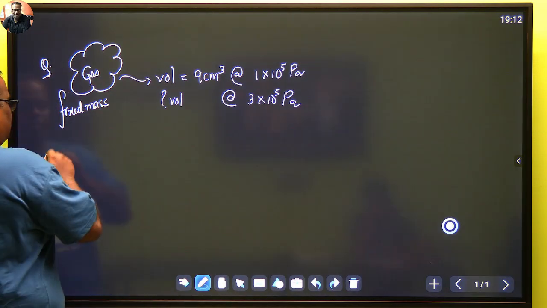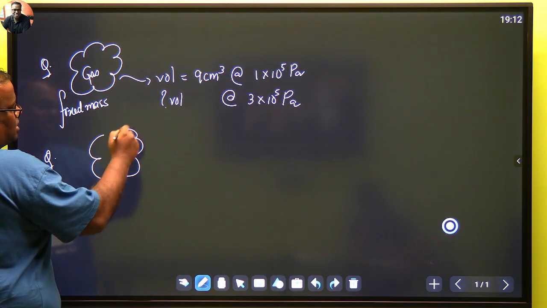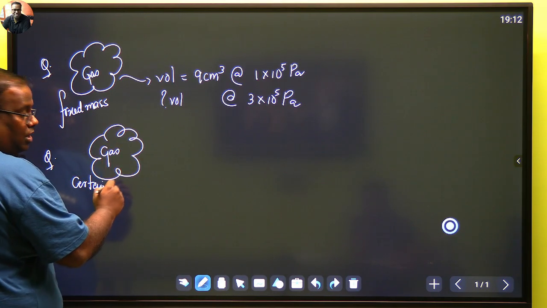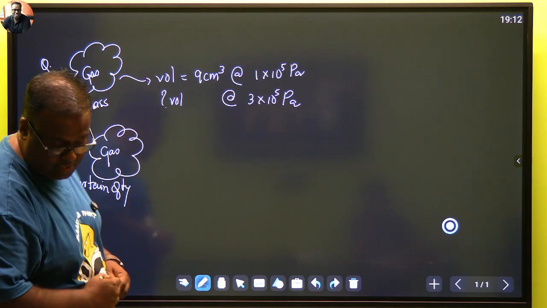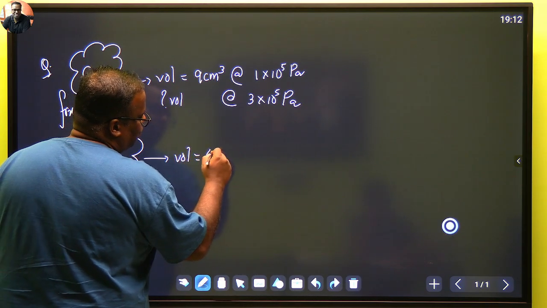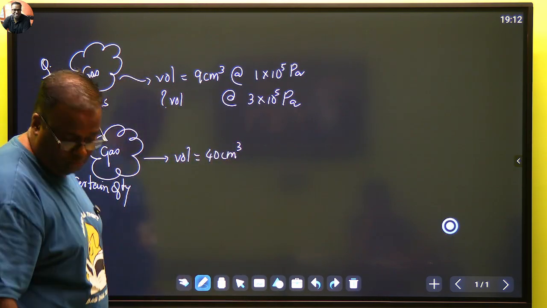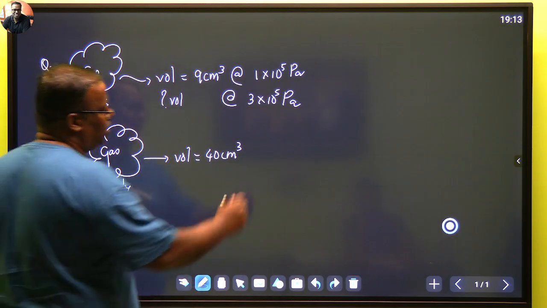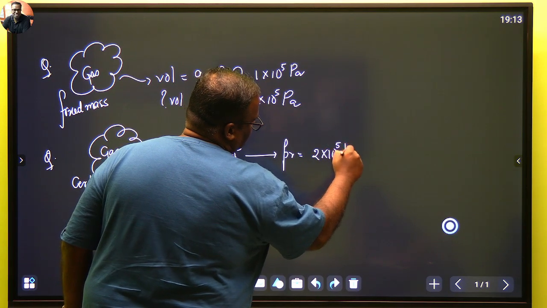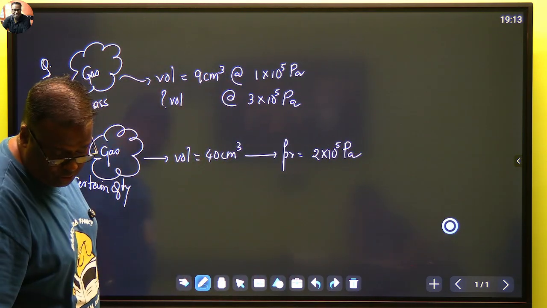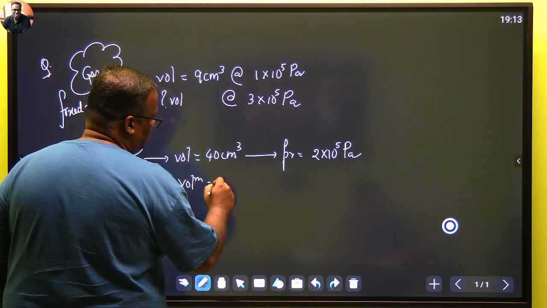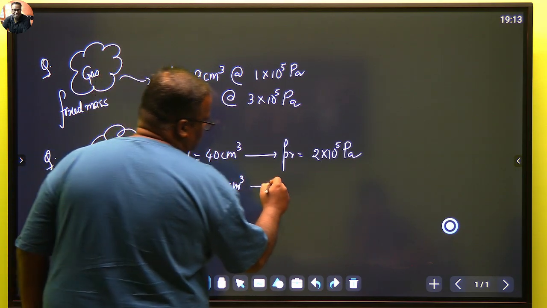My next question. A certain quantity of gas has a volume equal to 40 centimeter cube at a pressure of 2 into 10 raised to the power 5 Pascal. In the next scenario, the volume has become 20 centimeter cube. You are supposed to comment on the pressure.